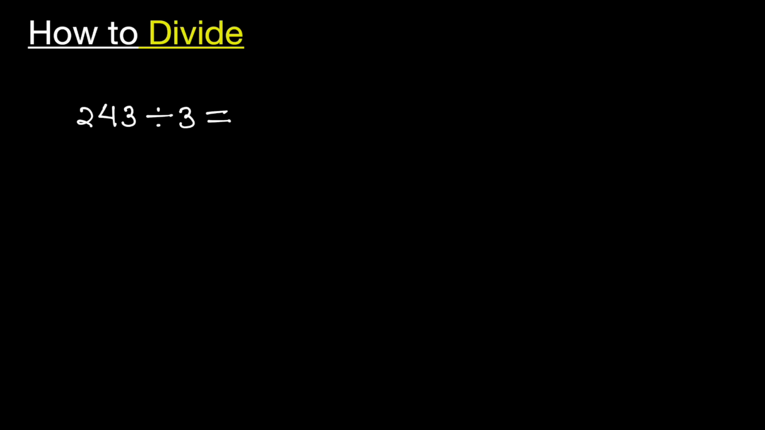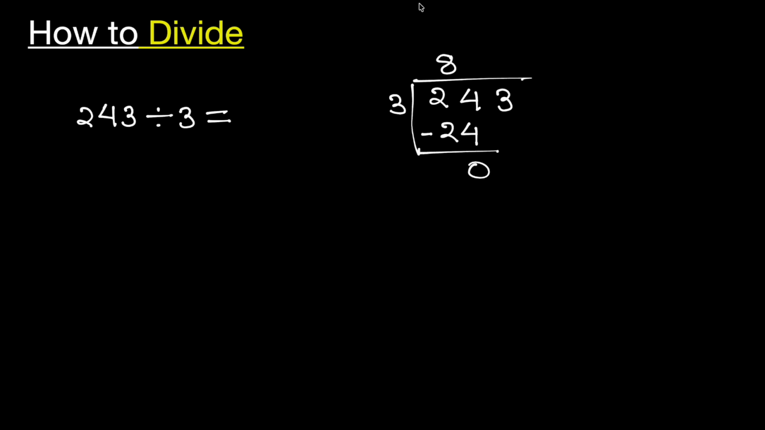In this video, let's learn how do we divide 243 by 3 using the long division method. Consider the first digit 2. It is less than 3, so we will consider the number 24. We know that 3 times 8 is equal to 24. Subtract, we get 0.